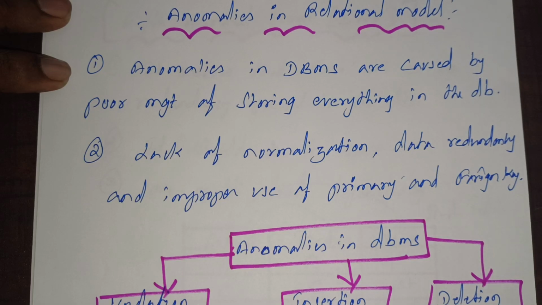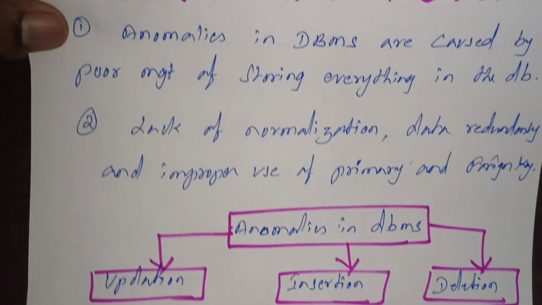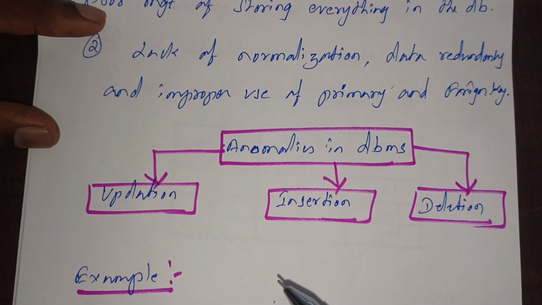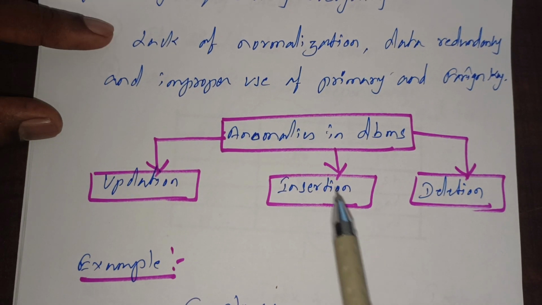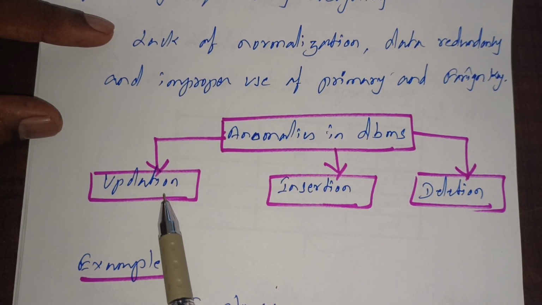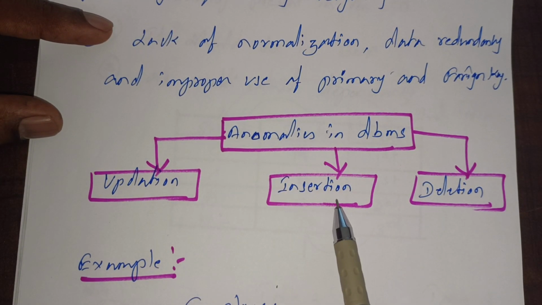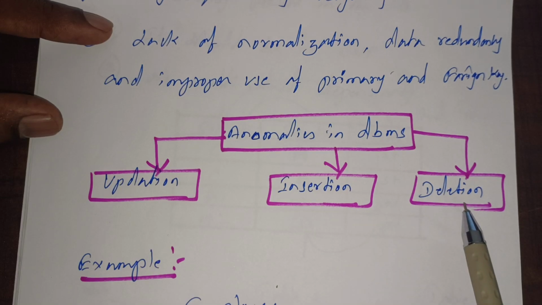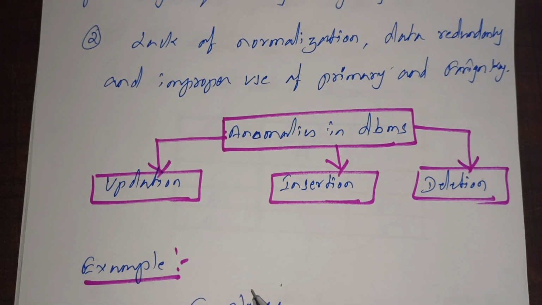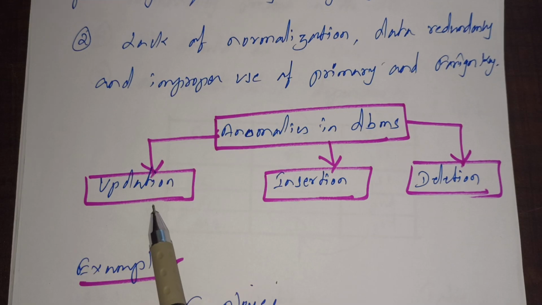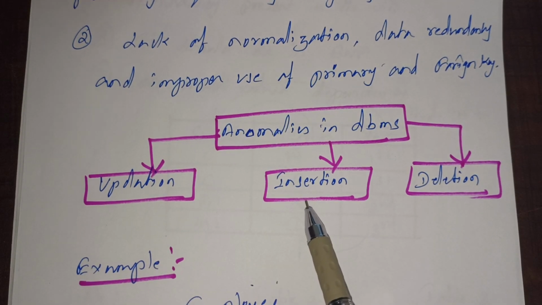Before understanding normalization, we need to know how these anomalies really affect the relational model. In order to understand that, we have three different types: anomalies in a database due to updation, due to insertion, and due to deletion. Let me give you a simple introduction, starting with insertion.